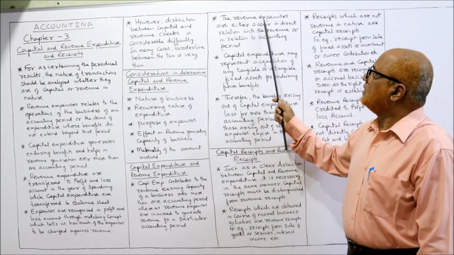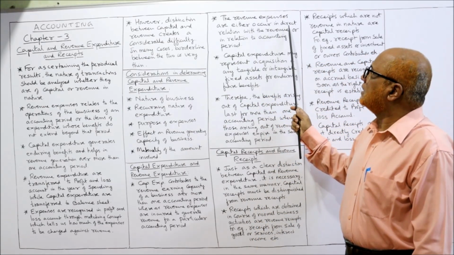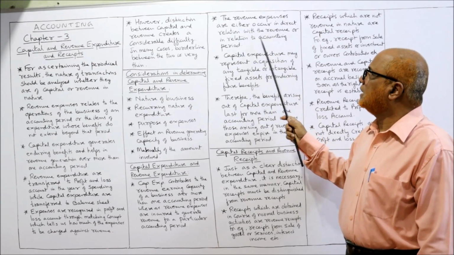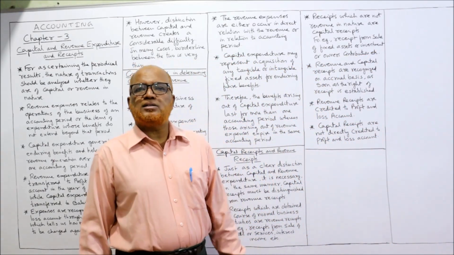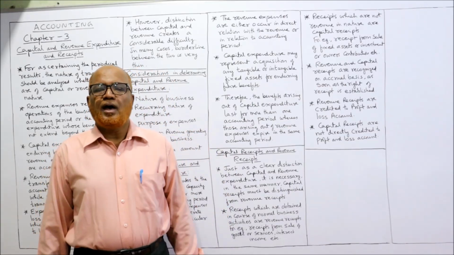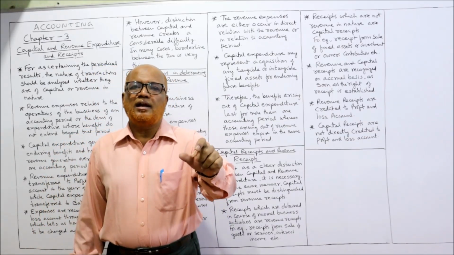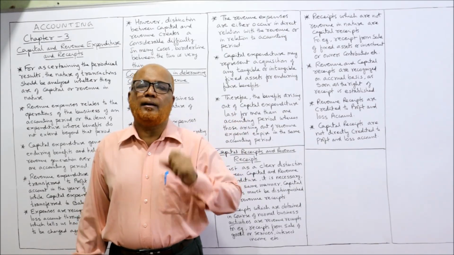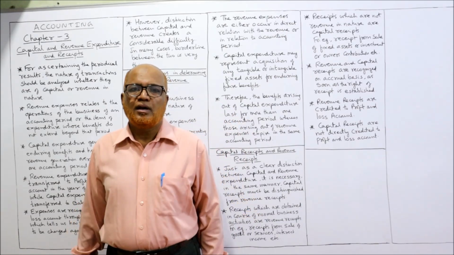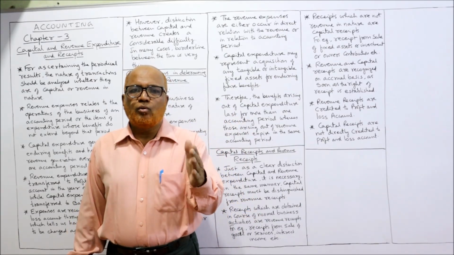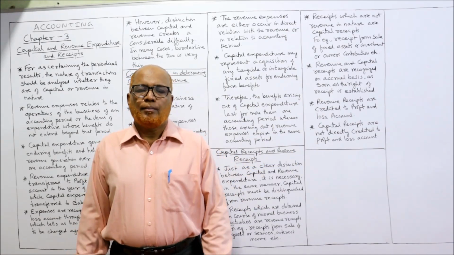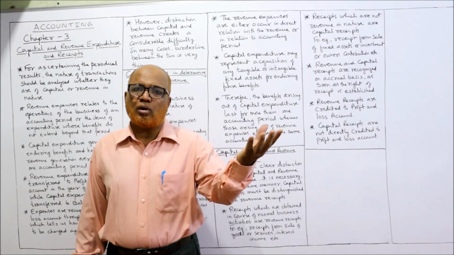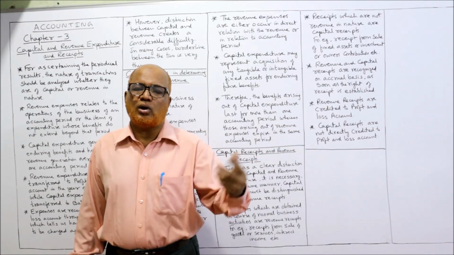Then secondly, revenue expenses either occur in direct relation with the revenue or in relation to the accounting period. Some revenue expenditure is related with revenue and some revenue expenditure is related with the accounting period. Both are revenue expenditure only. Example, the cost of goods sold is in direct relation with the revenue, because more cost of goods sold, more revenue. Less cost of goods sold, less revenue.